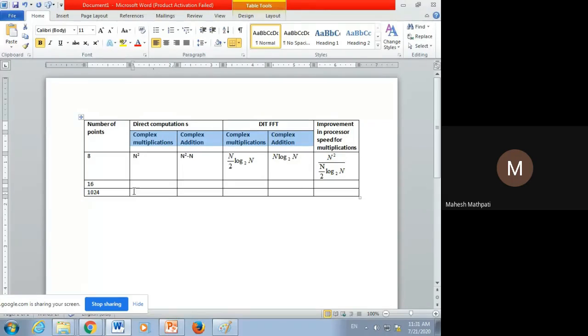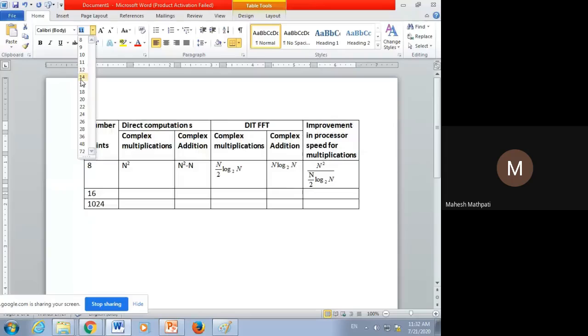So with this you can understand, and you may expect one MCQ question based on this table. The columns are: number of points, direct computations, complex multiplication, complex addition. And if you are using DIT FFT, complex multiplication and complex addition, and the improvement in processor speed for multiplication.